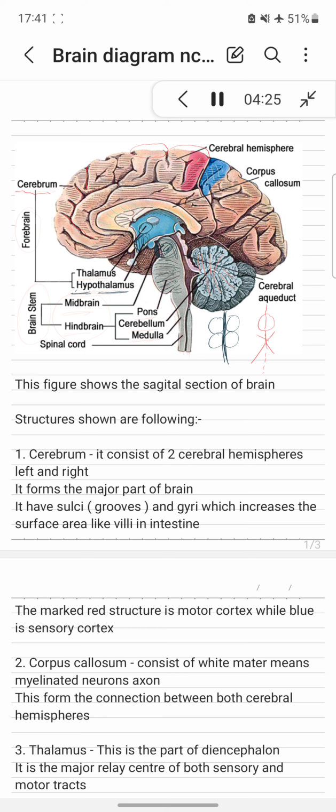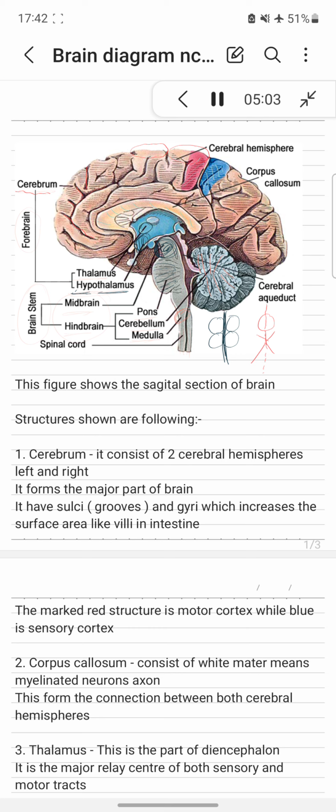Next structure is the medulla. It is also known as medulla oblongata. Everyone knows that medulla contains all the vital centers, that is the respiratory center, cardiovascular center, and vomiting center. Whenever there is an injury in someone's medulla, the respiratory center loses its function and the person dies due to apnea. Apnea means loss of respiration or loss of breathing.